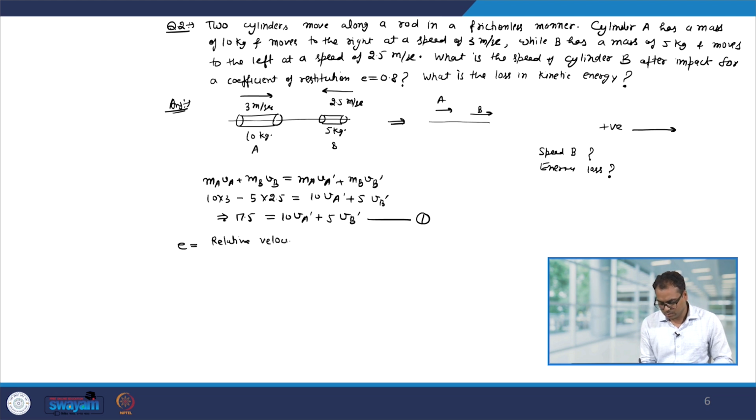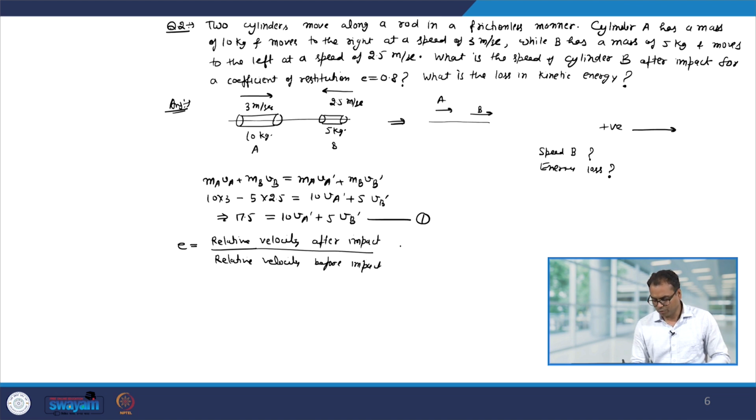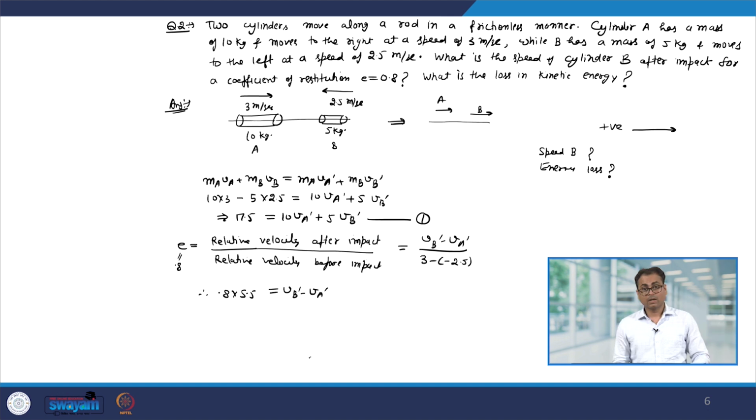relative velocity after impact divided by the relative velocity before impact. So, this is v b prime minus v a prime over 3 minus 2.5. So, E is given, it is 0.8. So, therefore, 0.8 into 5.5 equal to v b prime minus v a prime, or we can write down 44 equal to minus 10 v a prime plus 10 v b prime. I have just multiplied both side by 10.